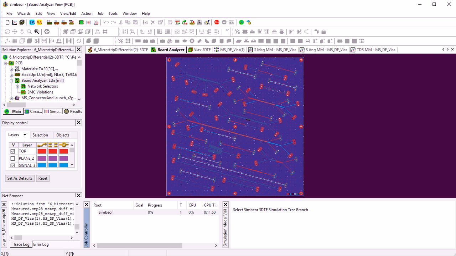Welcome to Simbeor. We develop and distribute Simbeor electromagnetic signal integrity software. This is a demo of currents and power flow in differential viaholes.